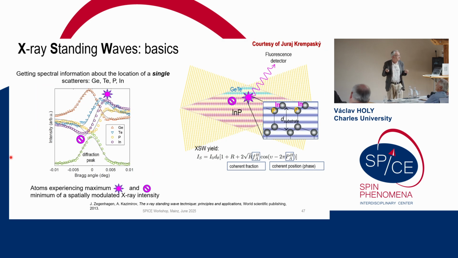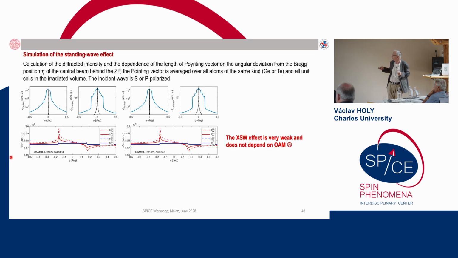X-ray standing wave, maybe the last minute. This is the slide from Juraj's talk. So here we have the standing wave, and the standing wave produces fluorescence, and we can measure the fluorescent radiation, and depending on its energy, we can recognize if this fluorescent wave comes from the germanium atom or from the tellurium atom, because the fluorescent wavelengths are different.